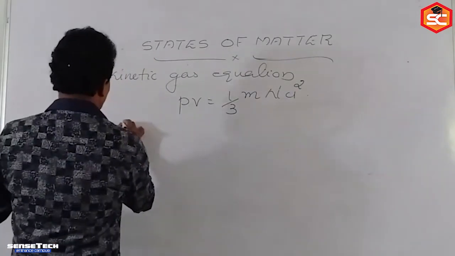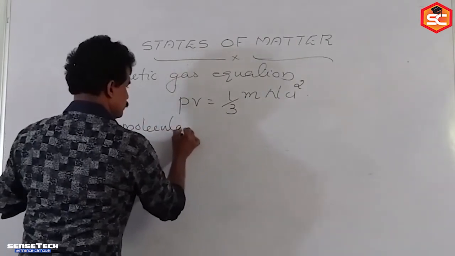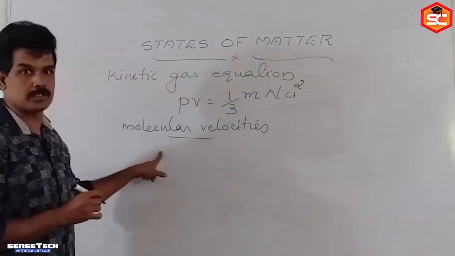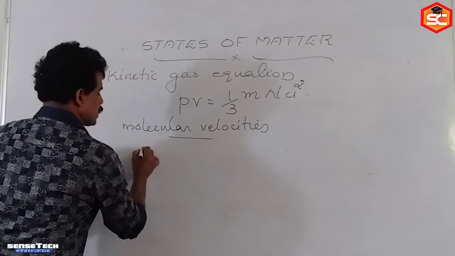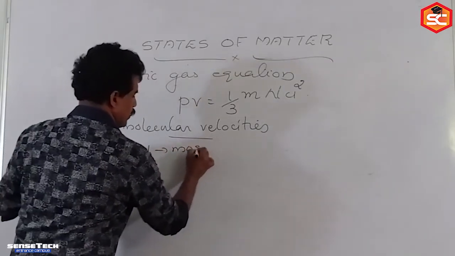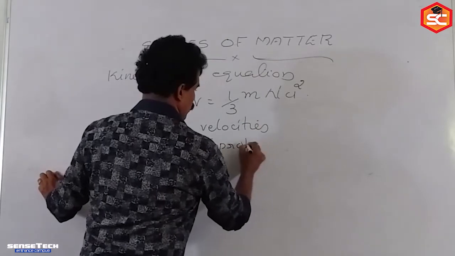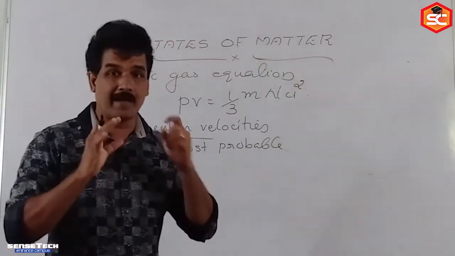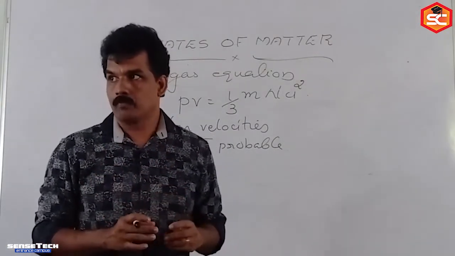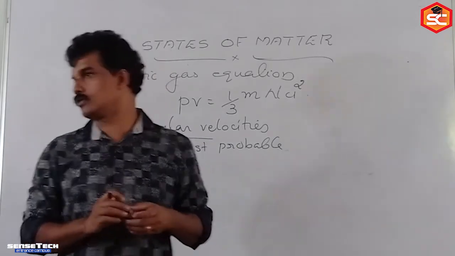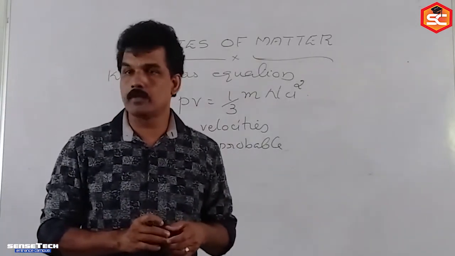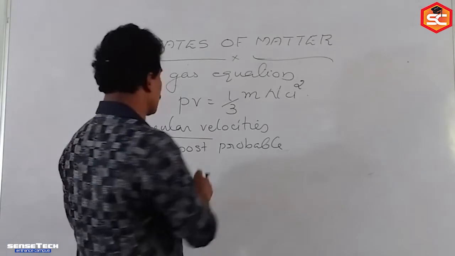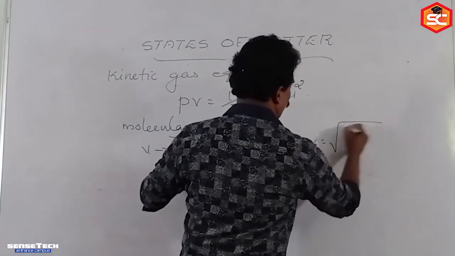Then after that you studied molecular velocities. What are the different molecular velocities you studied? V is the most probable velocity. How can we calculate the most probable velocity? It is the velocity possessed by the maximum fraction of molecules at a given temperature. That velocity is called the most probable velocity. How can we calculate it? V is equal to root of 2RT by M.